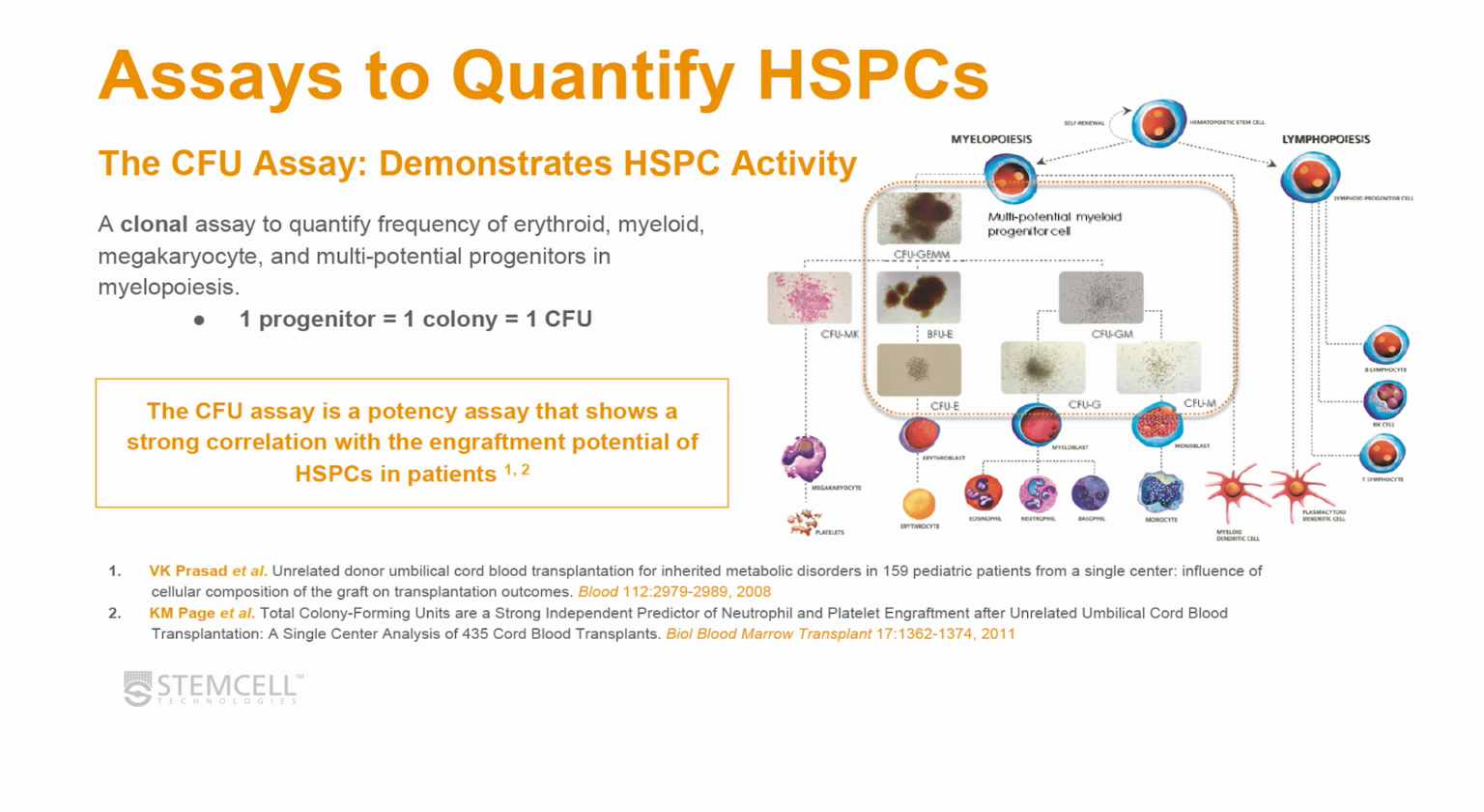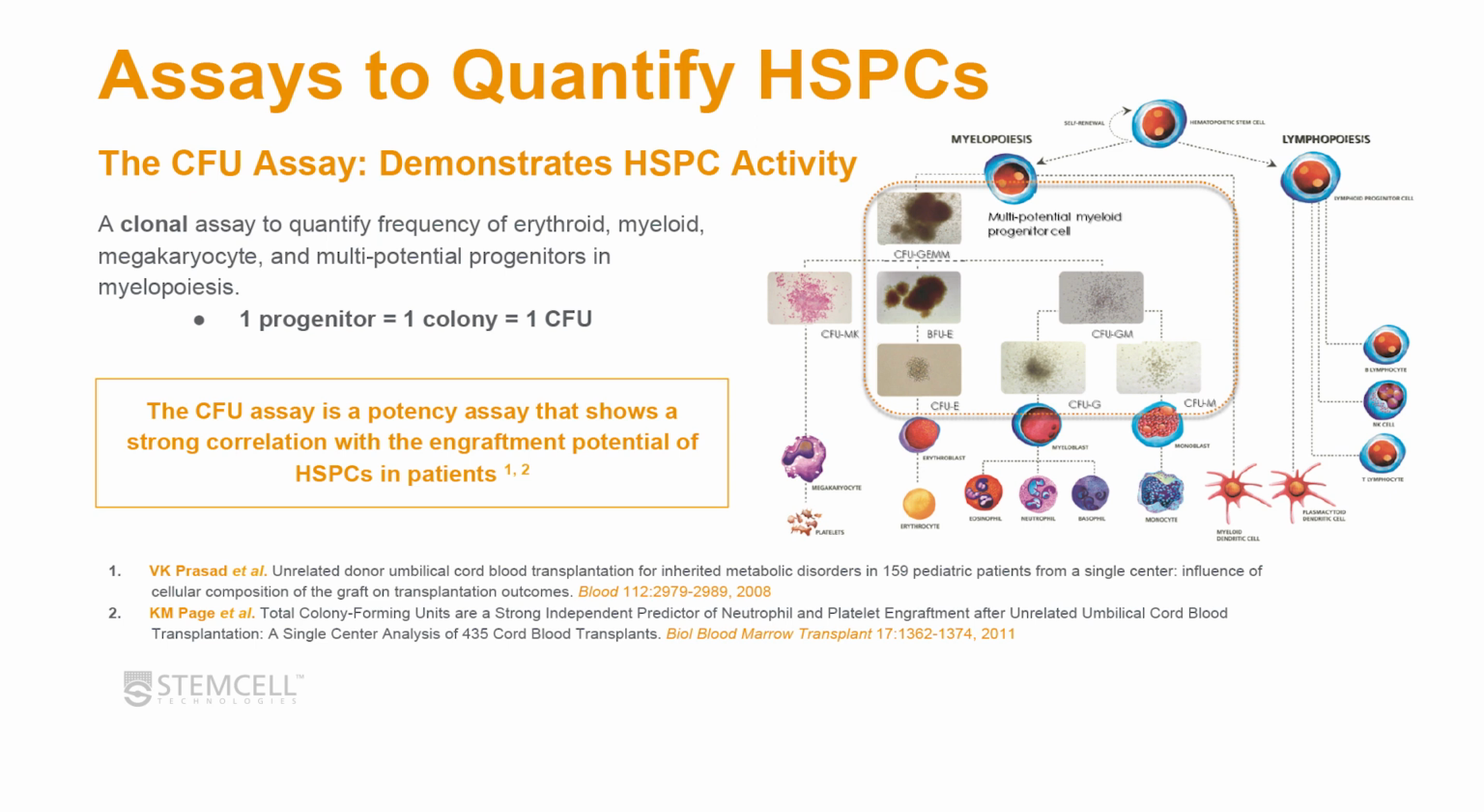You can also look at progenitors for CFU-MK to confirm that not only are the cells healthy and working, but if you've manipulated them, has any of that changed? So it's a clonal assay, which makes it quantifiable, and it gives you the frequency of erythroid, myeloid, and platelet progenitors, megakaryocytes, in really the ratio of, if you have a progenitor, it's one colony and it's one CFU. So that is what allows you that measurement.